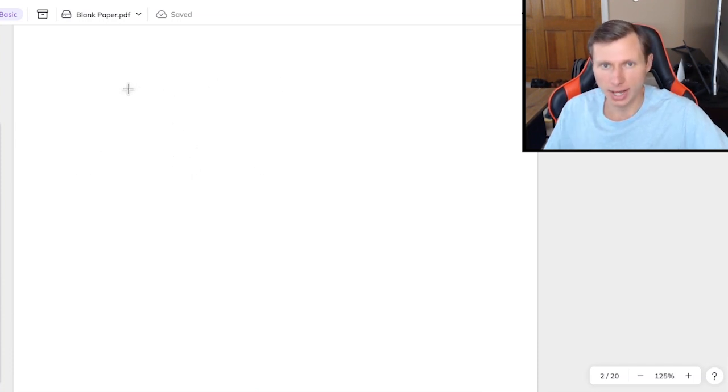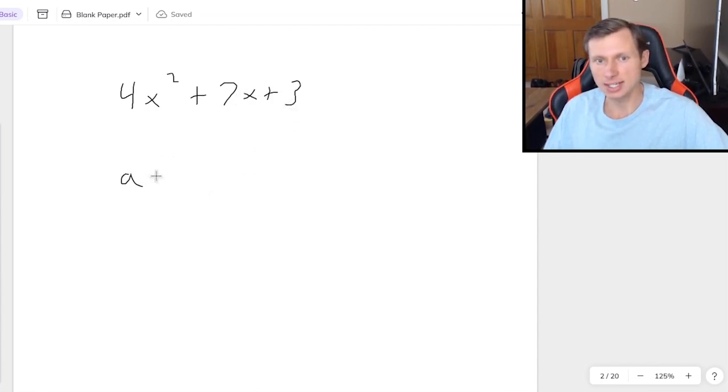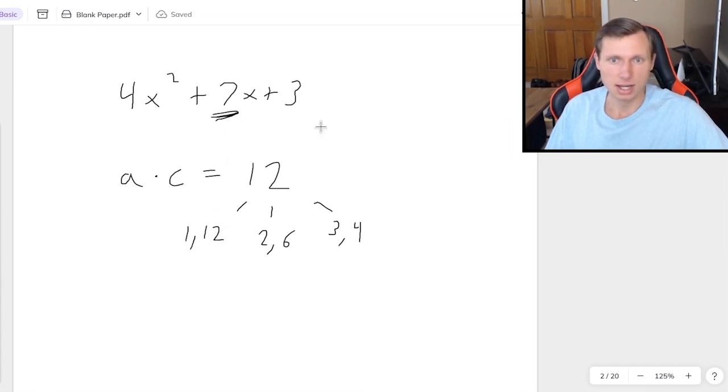And so let me show you with another problem, 4x squared plus 7x plus 3. Again, this is called the AC method of factoring. The reason why it's called that is because you're going to multiply a, which is 4, and c, which is 3, together to give you 12. Then you write out all the factor pairs of 12. Of course, we have 1 and 12, 2 and 6, and 3 and 4. And your goal is to add up to the middle number, which in this case is 7. So obviously that's going to be 3 and 4.